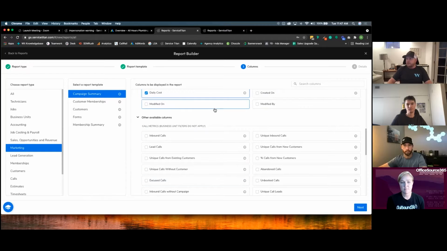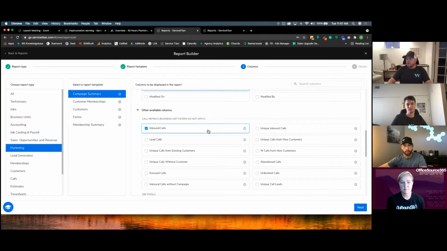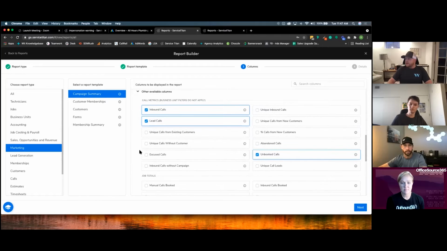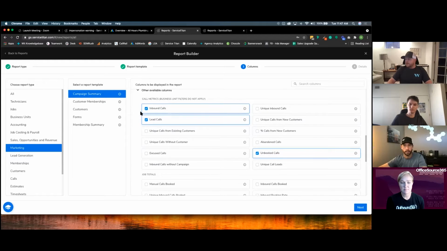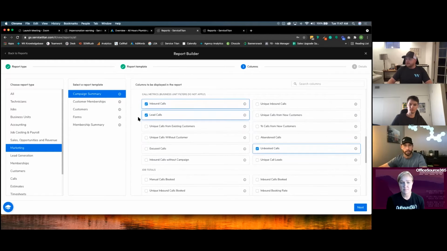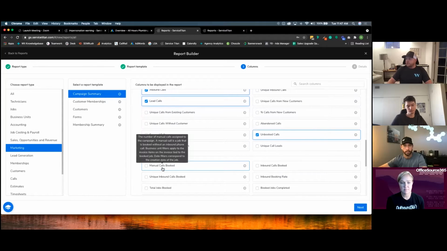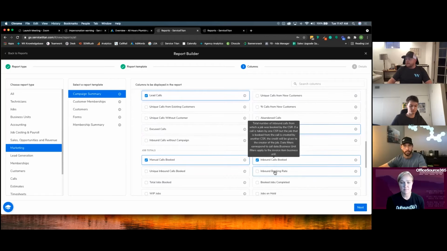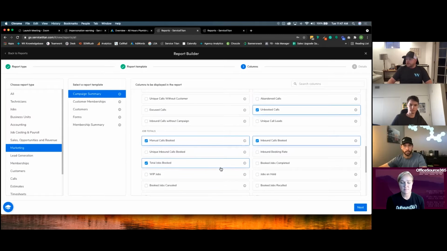Now, when it comes to call metrics, this is a very important section. So inbound versus leads versus manual, you can do existing customers, where is it? So you can also look at unbooked calls. There's a lot of different things you can do in here to look at what's being identified as inbound or manually booked. So then we go into manual calls booked, inbound calls booked, total jobs booked.